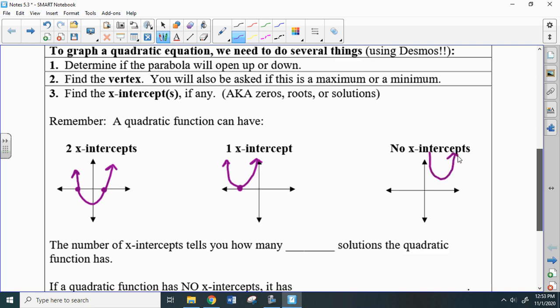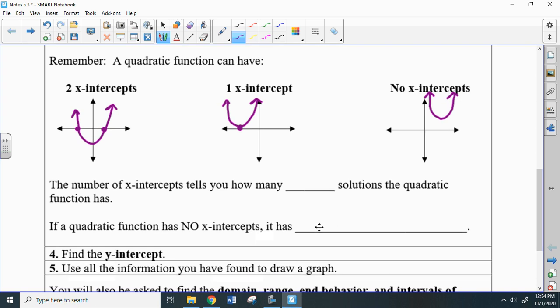How does that relate to our solutions that we were finding before? Two x-intercepts is the same thing as having two real solutions, whether they're rational or irrational. One x-intercept is the same thing as having one real solution. And no x-intercepts is the same thing as having no real solutions, but then that would mean it would have two complex solutions. So the number of x-intercepts tells you how many real solutions the quadratic function has. If it has no x-intercepts, that just means it has two complex solutions, and that is not something that you can find just by looking at the graph.